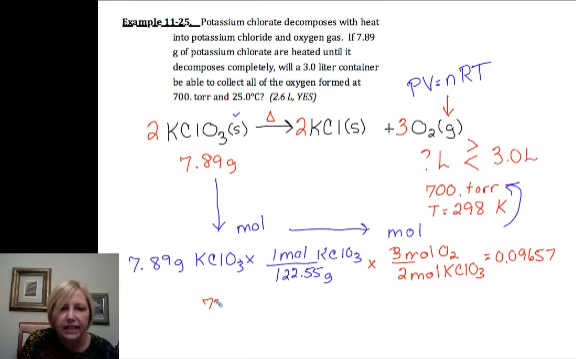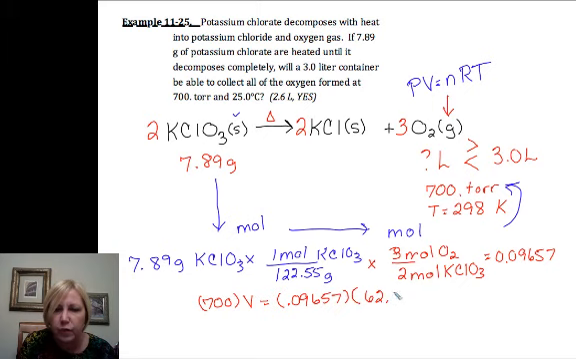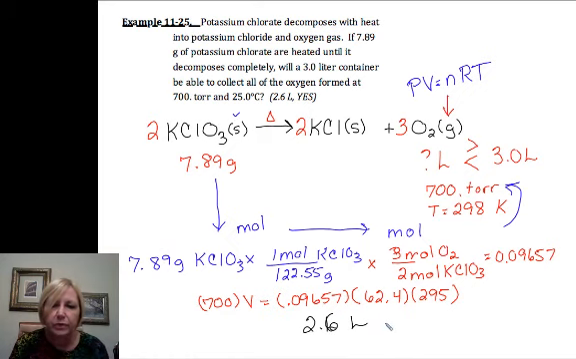So pressure was 700. My volume is my unknown. I plug in my moles of a gas. You can't use moles of a solid. Have I said this enough? Since I have torr, I'm going to grab 62.4 as my value for R and 295. Now, if I solve for this, I get a volume of 2.6 liters. So, yes, indeed, a 3-liter container would be plenty.